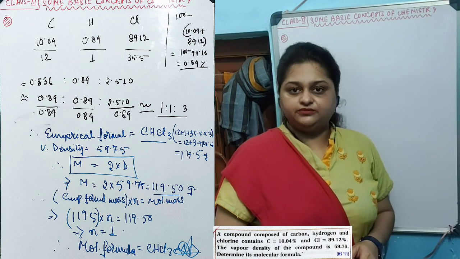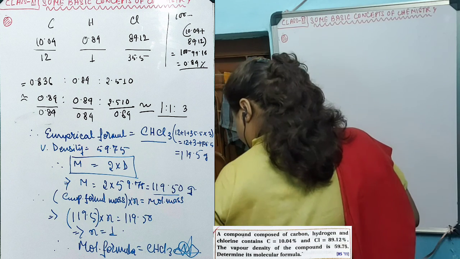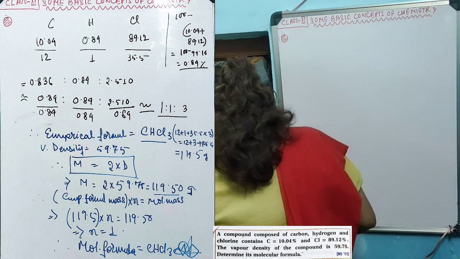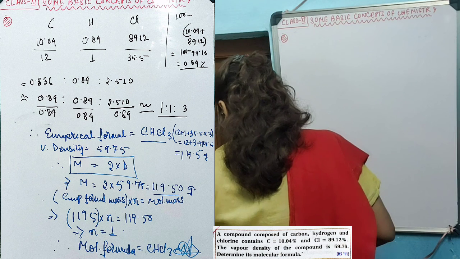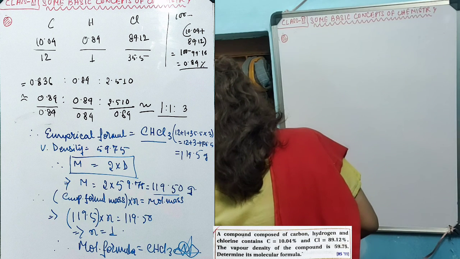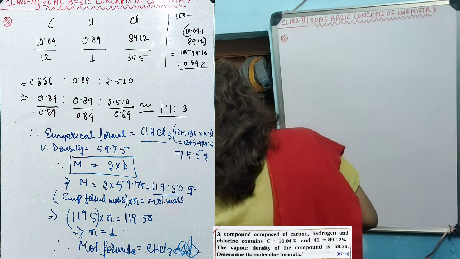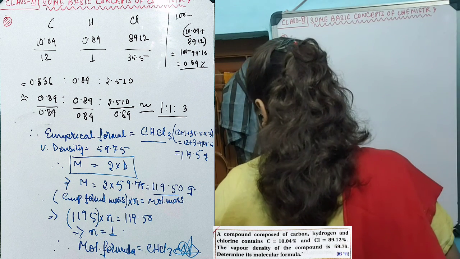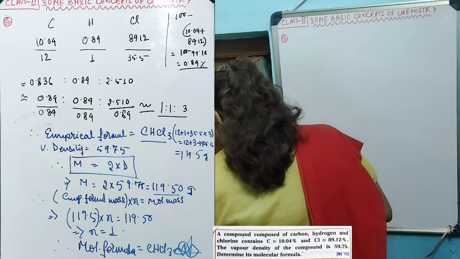In the next numerical problem, the question says that a compound composed of carbon, hydrogen and chlorine contains carbon 10.04% and chlorine 89.12%. The vapor density of the compound is 59.75. Determine the molecular formula of the compound.